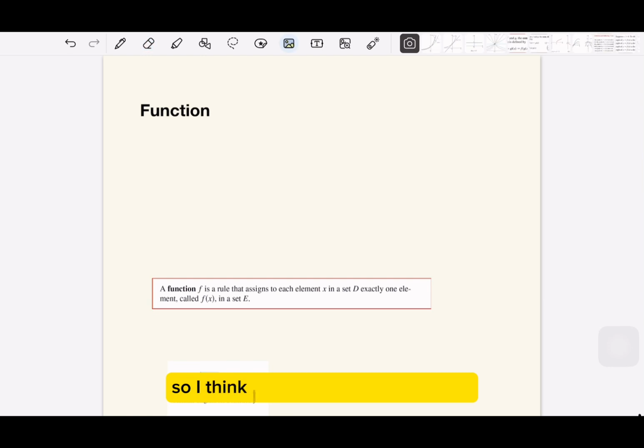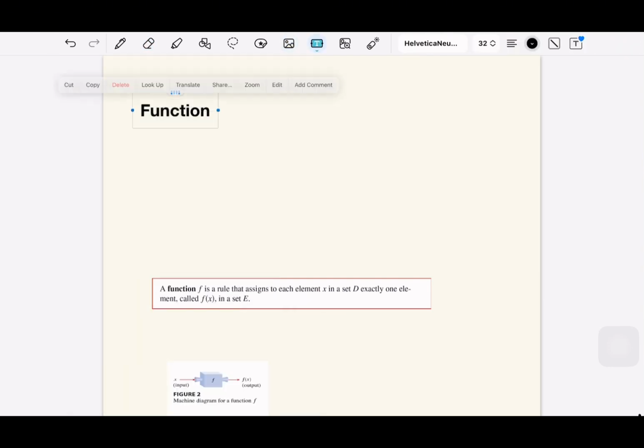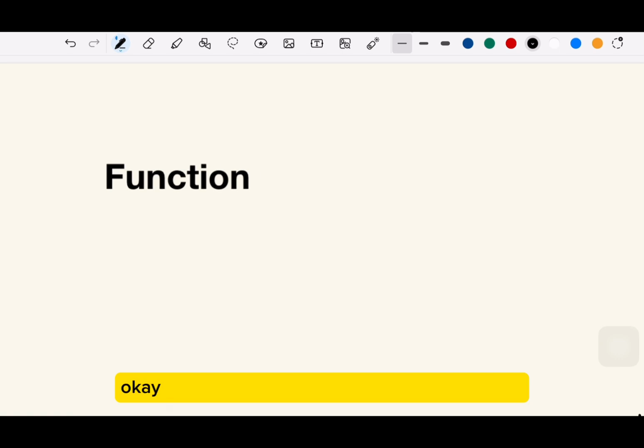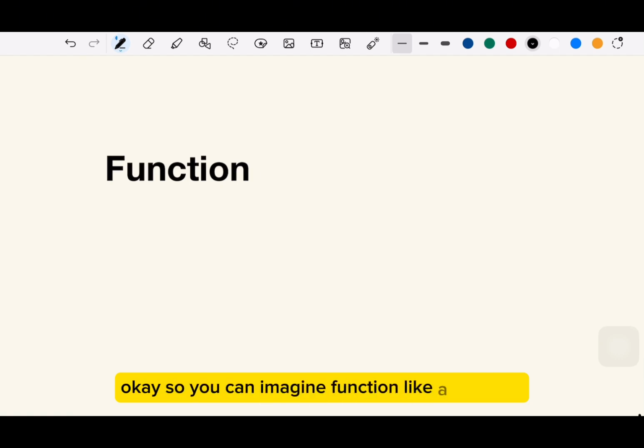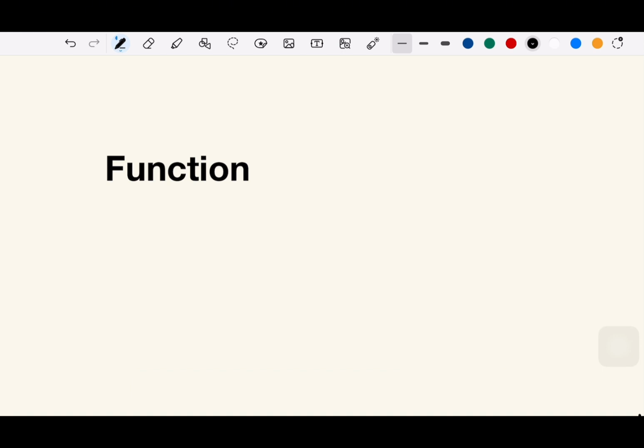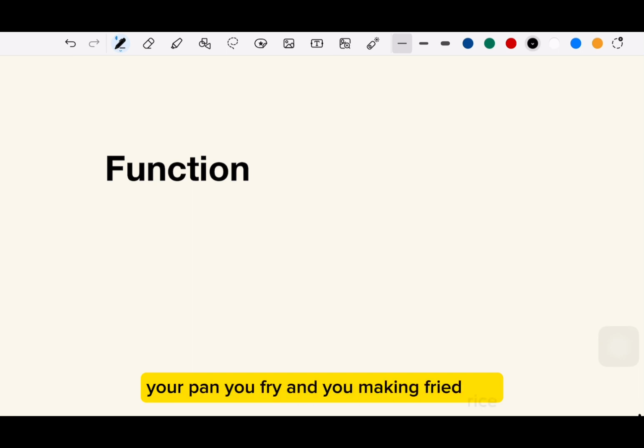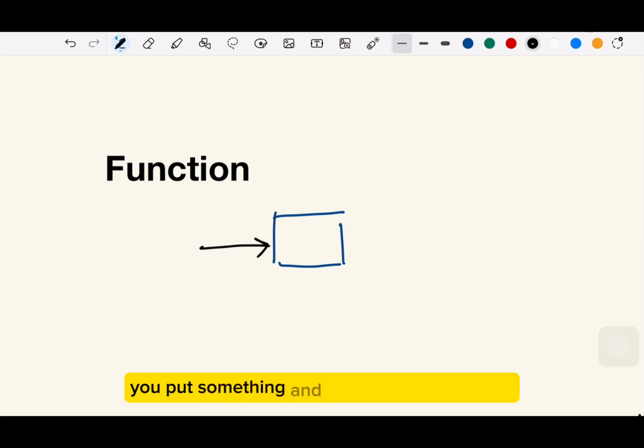So you can imagine a function like a machine. You put something in and it will come out as another thing. Like cooking, maybe. You put ingredients into your pan, you fry, maybe you're making fried rice, and you get fried rice. So it's like a machine: you put something in and you get something out.